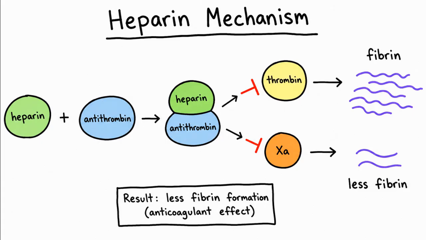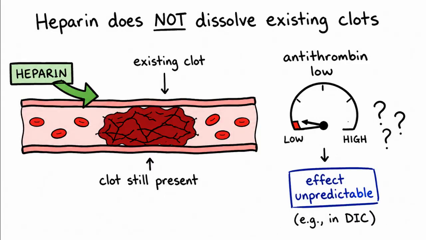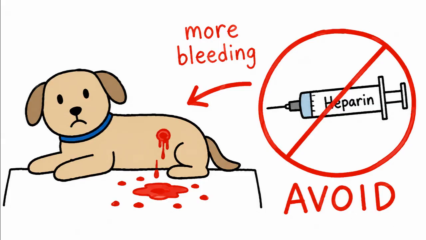Heparin binds antithrombin and greatly increases antithrombin's ability to inhibit thrombin and activated factor 10, reducing continued fibrin formation. It does not dissolve existing clots, and because antithrombin may already be depleted in DIC, its effect can be unpredictable. Heparin is generally avoided in severely hypocoagulable or actively hemorrhaging patients because it may worsen bleeding.